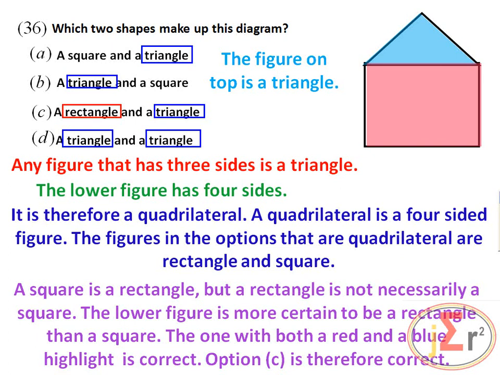The one with both red and blue highlight is correct. Option C is therefore correct. It is a rectangle and a triangle. So this one is a rectangle and this one is a triangle. So if I call this one a rectangle, yet still it is a square, would I be correct? Yes. Okay, because a square is also a rectangle. Option C is correct.